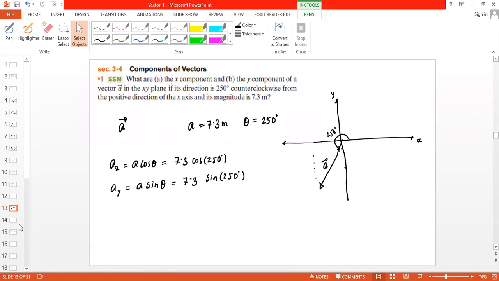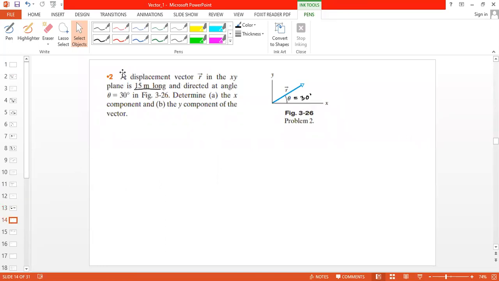Okay, so let's try one more math. Let's say we have a few more math here as well. The example math: a displacement vector R in the xy plane is 1.5 meter long and directed at an angle of 30 degree, as in figure 3.26. Determine the x component and y component of the vector. Same thing here, right? Can you do it by yourself? Can you try it, guys?